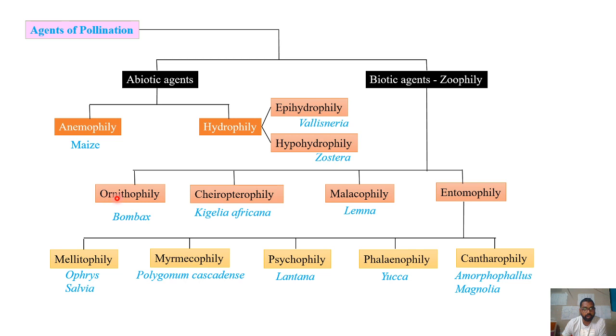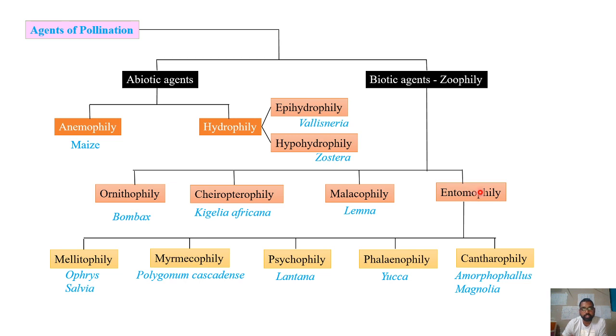The first one is ornithophily, where birds are the pollinating agents, which you can see in Bombax. Chiropterophily is the one where bats are the pollinating agents. This you can see in Kigelia africana. In malacophily, molluscan species like snails and slugs are the pollinating agents, that you can see in Lemna. And in entomophily, insects are the pollinating agents.